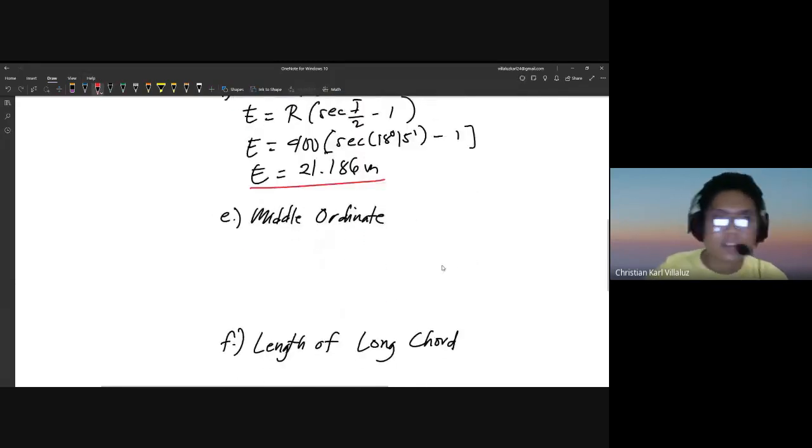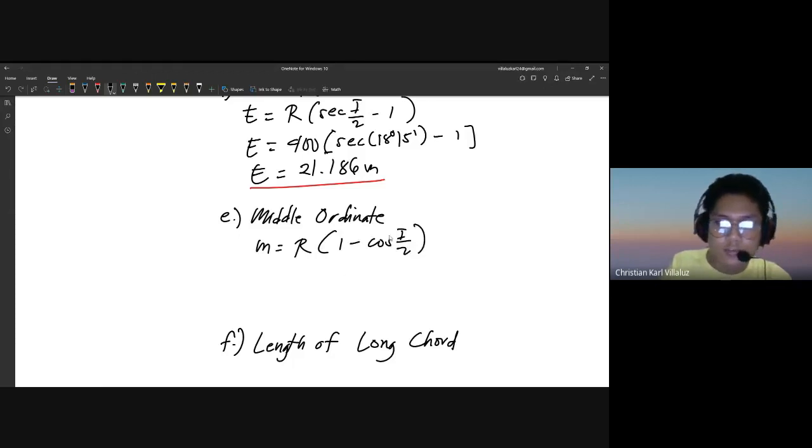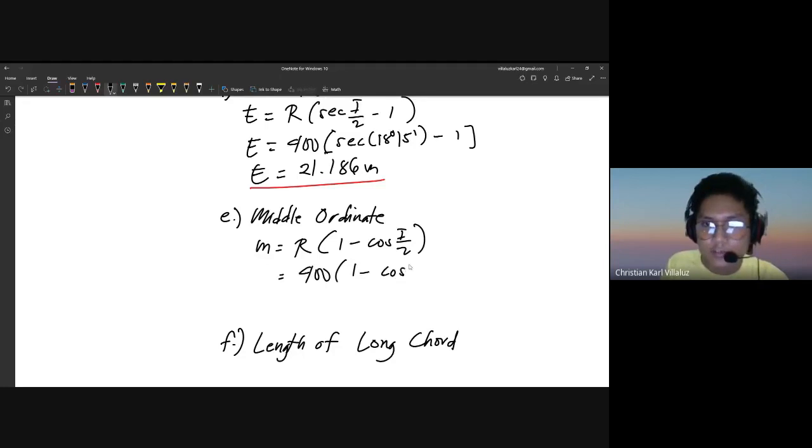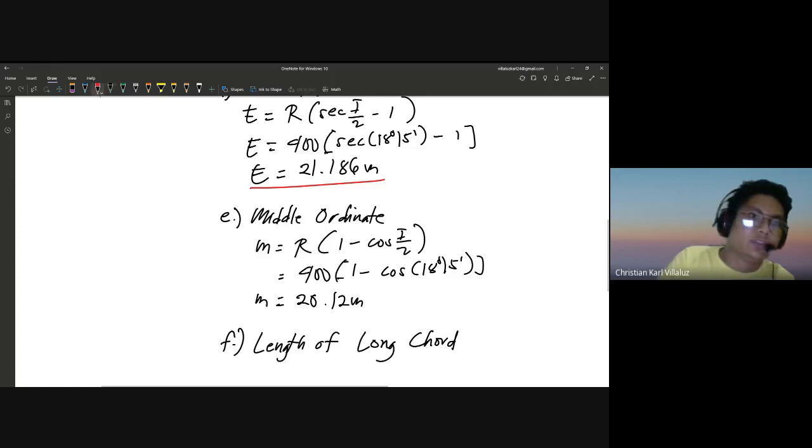Middle ordinate. Middle ordinate is R times 1 minus cosine I over 2. So, 400 times 1 minus cosine 18 degrees, 15 minutes. Okay? So, the middle ordinate is 20.12 meters.